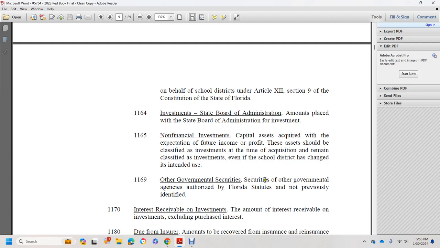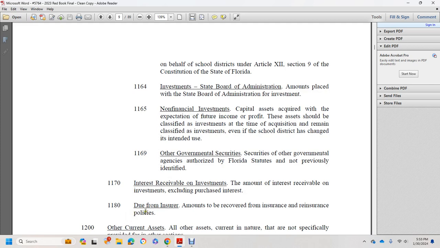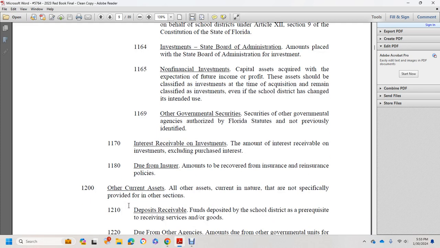1169. Other governmental securities other than governmental agencies authorized by Florida statutes not previously identified. 1170. Interest receivable on investments: the amount of the interest receivable on investments, excluding purchase interest. 1182. Due from insurer: the amounts covered by the insurance reinsurance policies. 1200. Other current assets: all other assets of a current nature that are not specifically provided for in the other sections.